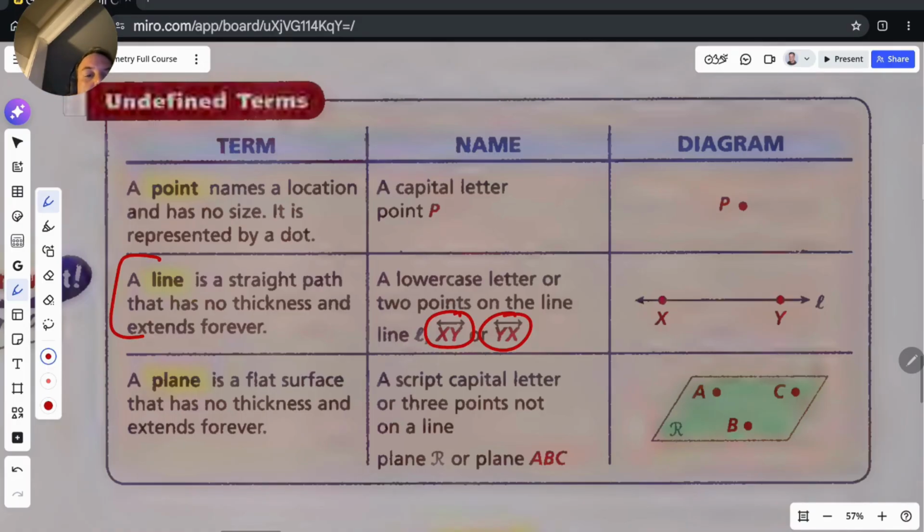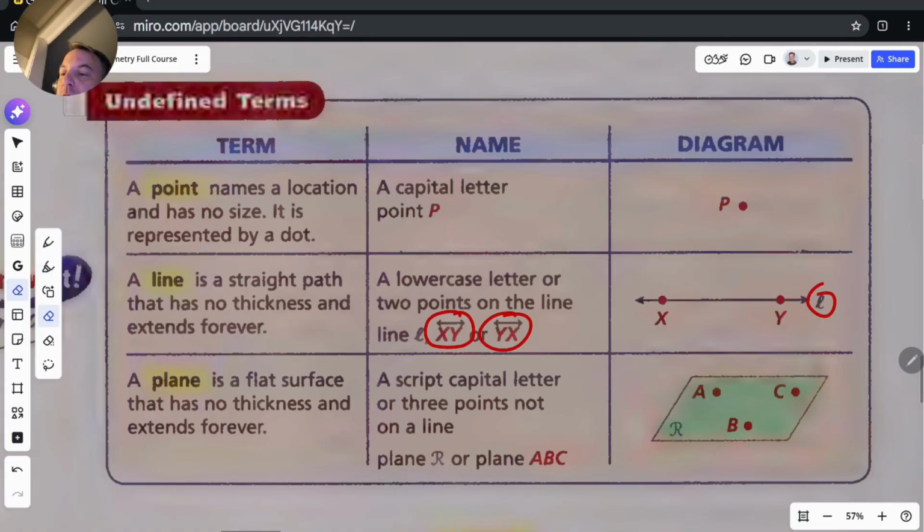Let's take a look at our visual. Here we have XY left to right, and right to left would go YX, because they go in infinite directions. We can flip them and name them either way. There's our little cursive L for line. So again, those little arrows tell us that the line keeps going forever in both directions, even though we only drew a small piece of it.